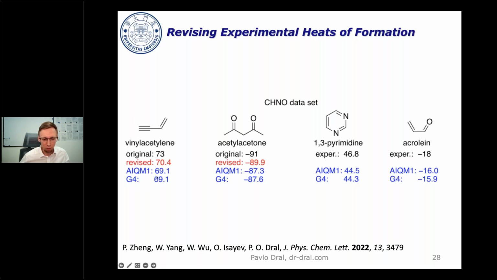And if the agreement between them is good, but they disagree with experiment, like for this molecule, then probably something is wrong with experiment. And then we found in the NIST database a corrected value for some of the heats of formation, which shows that with machine learning we are at the stage that we can even find some problematic experimental results. So this is really very encouraging.